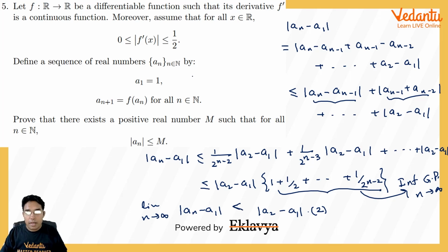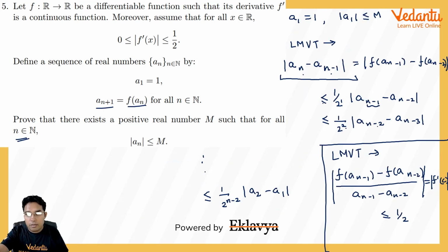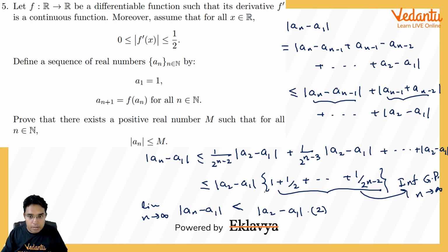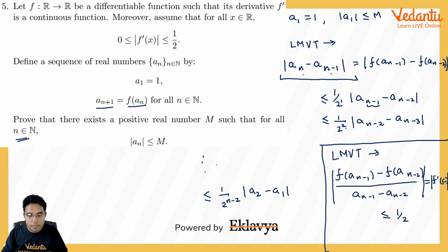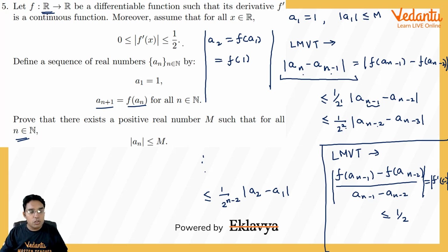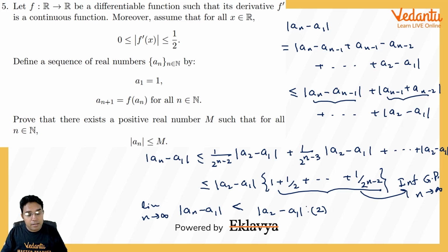Now a2 has to be finite. Why a2 is finite, please understand. Let me just explain it here. This a2 is actually equal to f of a1. And f of a1 is f1, because a1 is 1 and 1 is in the domain of this function, so its value has to be some well-defined finite value. So this will be a finite number. So a2 is finite, a1 is 1, so that is also finite.